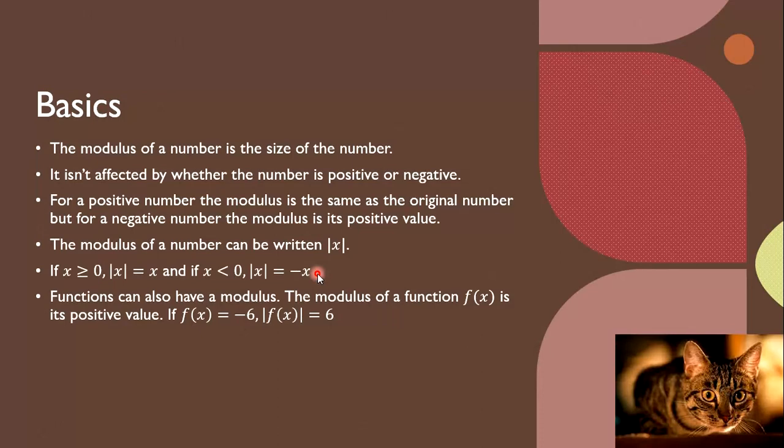Functions can also have a modulus. The modulus of a function, f of x, is the positive value. If f of x is equal to minus 6, then the modulus of f of x equals 6. So you could say the modulus of f of 3. So you'd put 3 into the function. If you got a positive number out, then it's the same. And if you got a negative number out, you'd switch the sign so that it'd be positive.